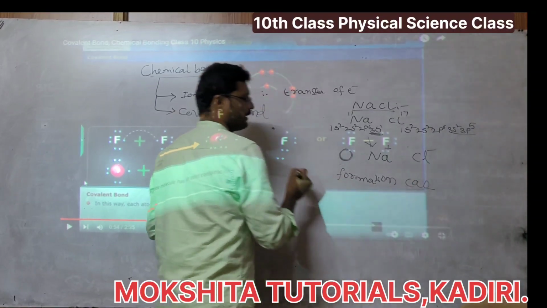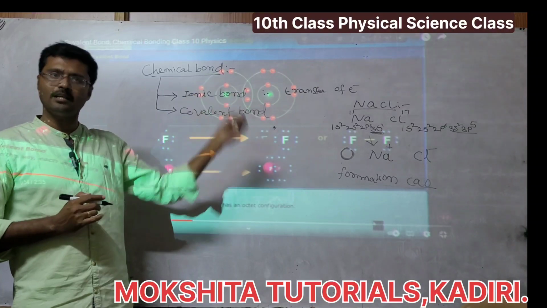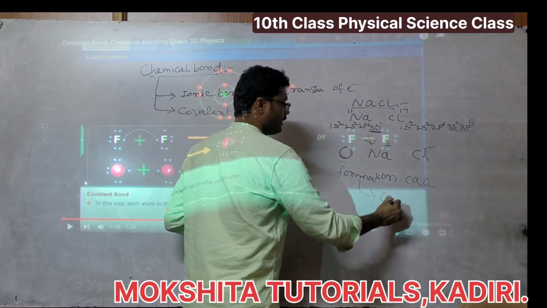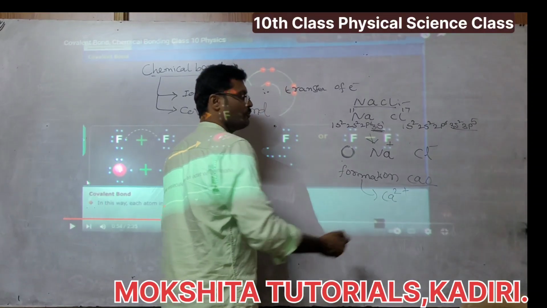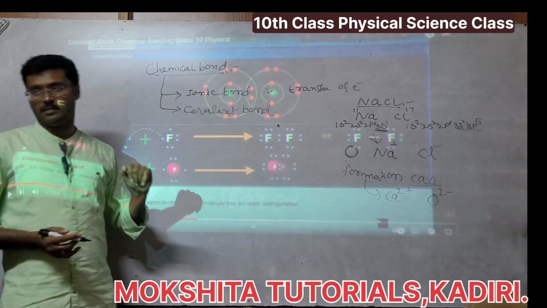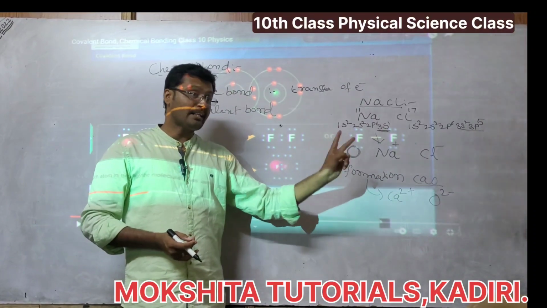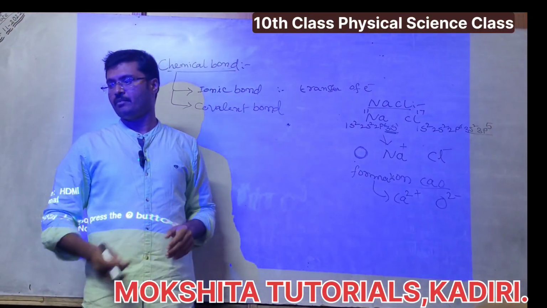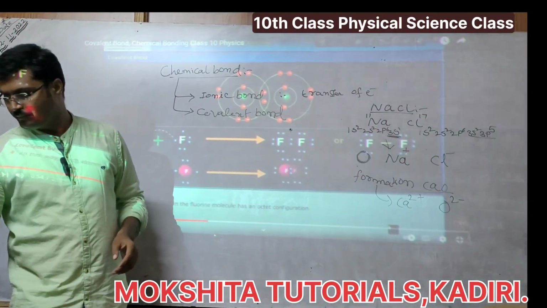Take one more example, the formation of calcium oxide. During calcium oxide formation, calcium becomes Ca2+ and oxygen becomes O2-. That means here also 2 electrons transfer from the calcium atom to the oxygen atom.